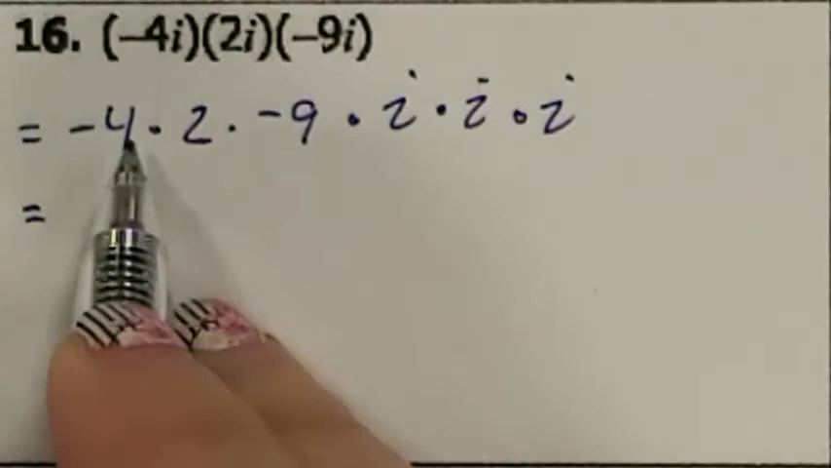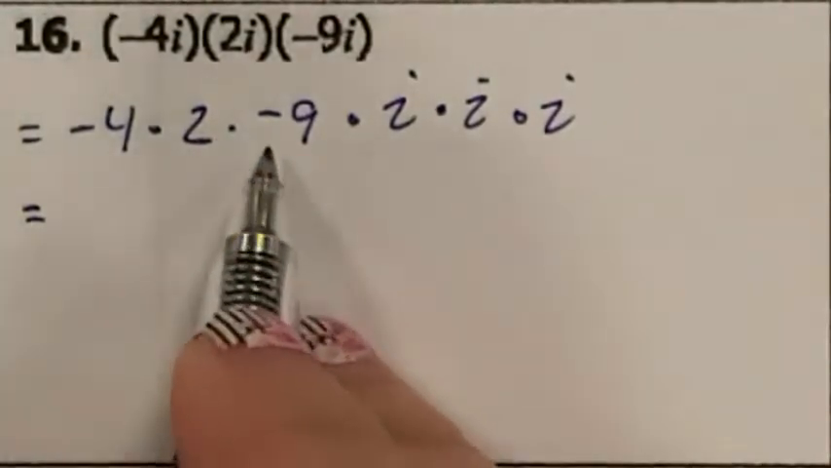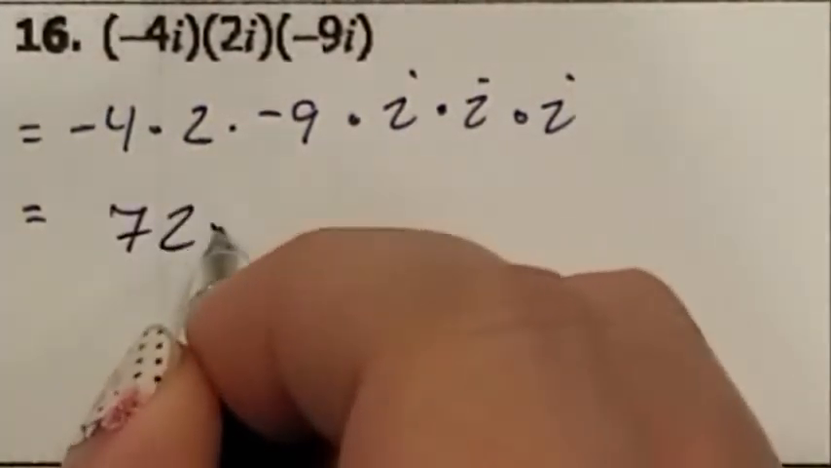Problem number 16. We're supposed to multiply the numbers together. So I have negative 2 times 4 times a negative 9, and then we're supposed to multiply the i's together. Negative 4 times 2 times a negative 9 is a positive 72.